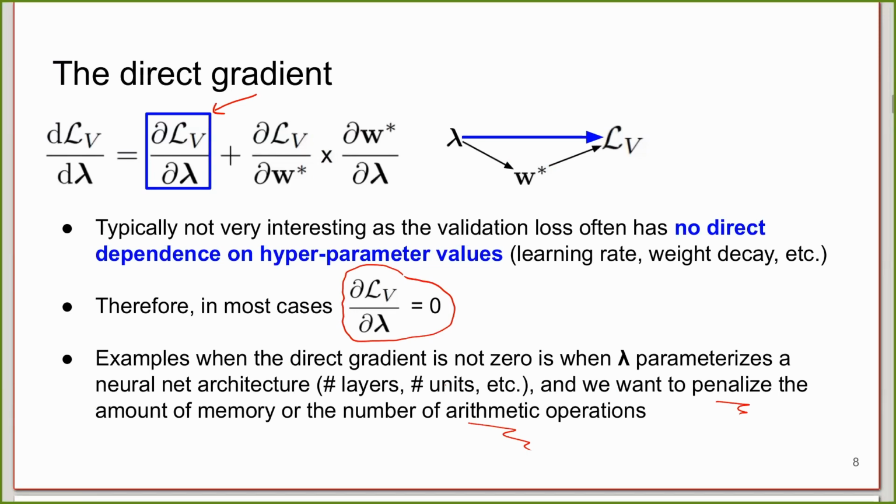There may be many local minimal solutions. So when this gradient is 0, it doesn't mean that you get an optimum for this. It means that the validation loss does not depend on the optimal hyperparameters directly. So you could think that this arrow here doesn't exist.